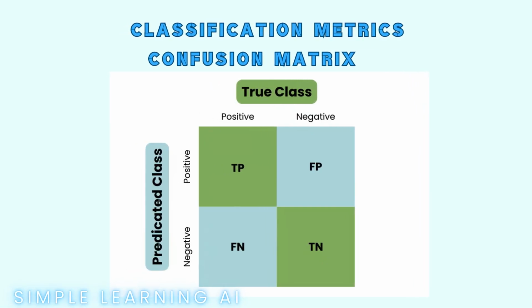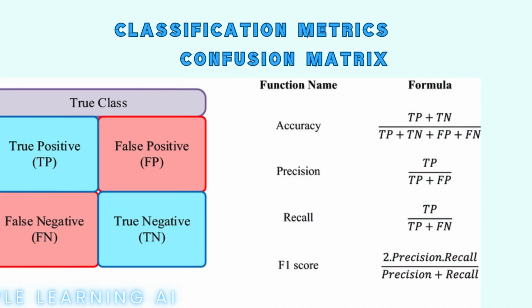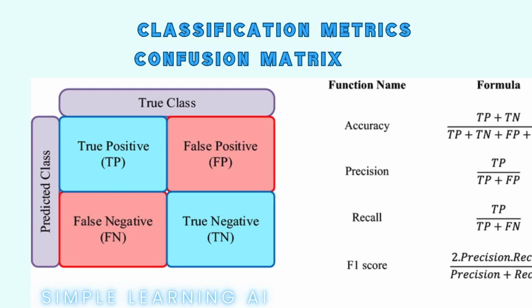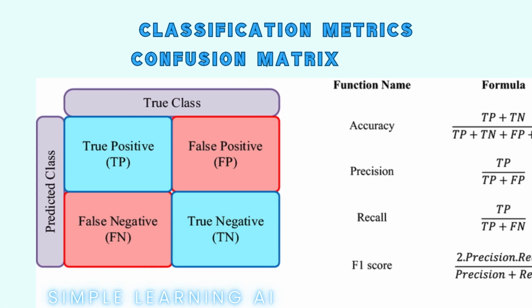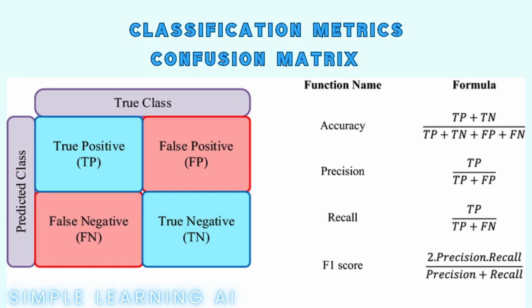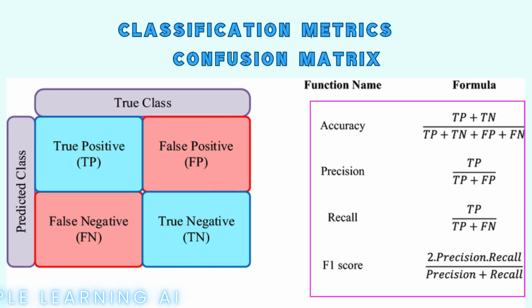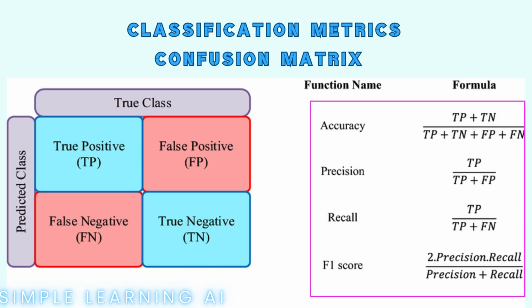There are 4 terms you should keep in mind. True positives. It is the case where we predicted yes and the real output was also yes. True negatives. It is the case where we predicted no and the real output was also no. False positives. It is the case where we predicted yes but it was actually no. False negatives. It is the case where we predicted no but it was actually yes. We get accuracy, precision, recall and F1 score from the confusion matrix.